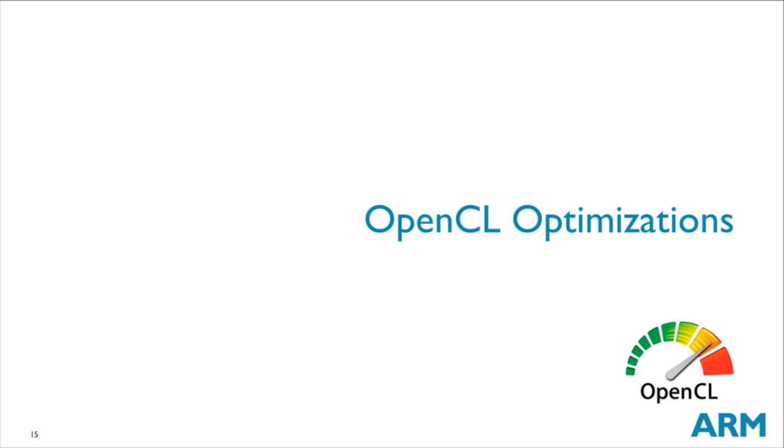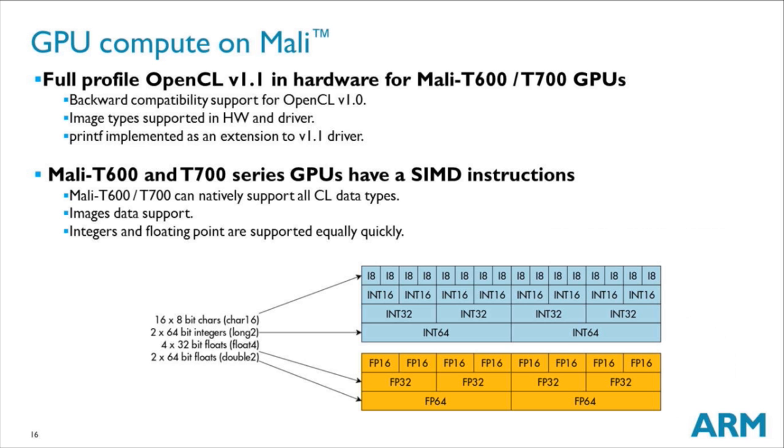Okay, we have arrived at the main part of this presentation, which concerns the OpenCL optimizations that we have adopted in order to achieve the real-time constraint on our algorithm. First of all, on Mali T600 and 700, we have OpenCL 1.1. But what is OpenCL? OpenCL is a framework for writing programs in a heterogeneous system, which can be composed of CPU, GPU, DSP, FPGAs.